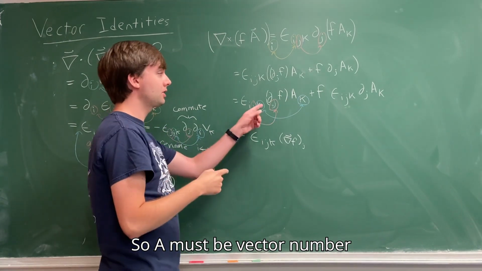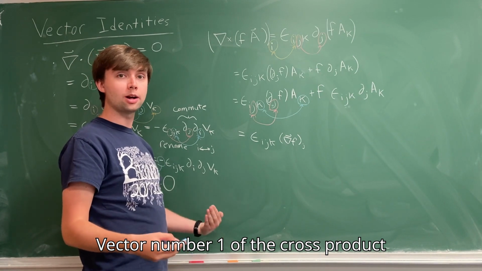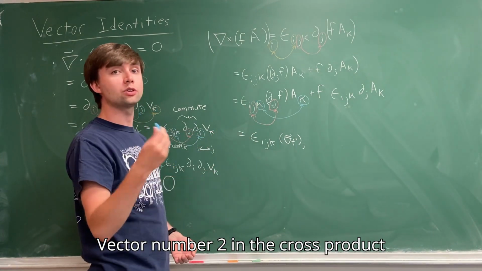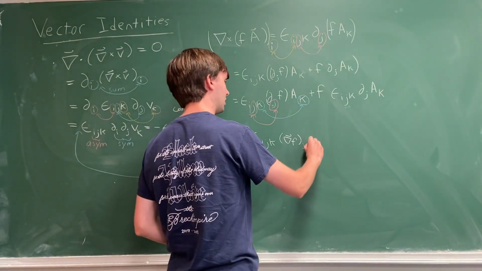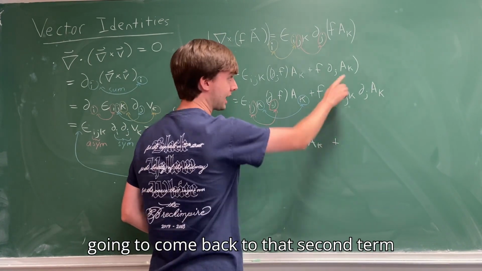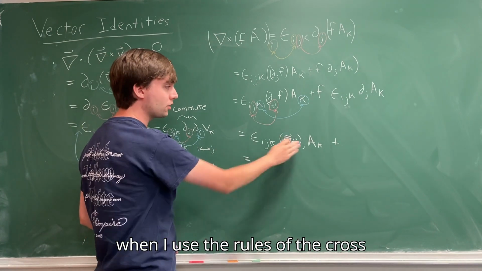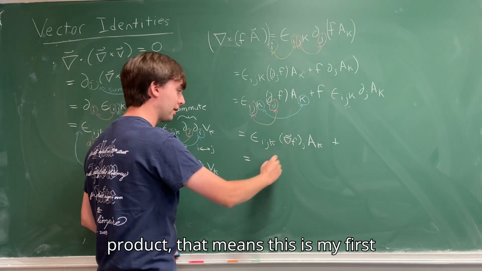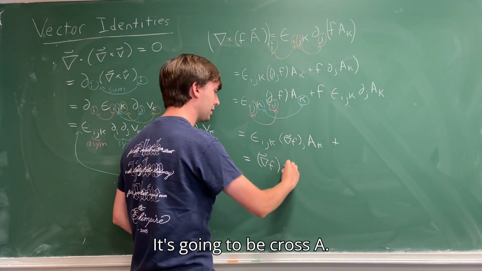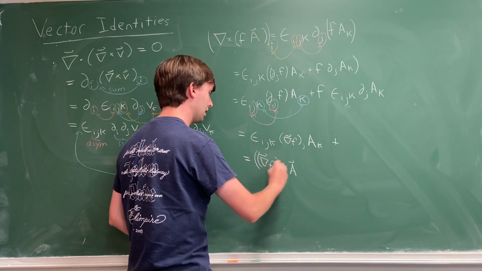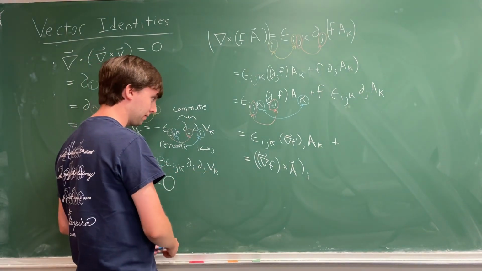And then this k is going to match up with that k. So A must be vector number 2 in our cross product. Vector number 1 of the cross product always goes with the middle component. Vector number 2 in the cross product always goes with the third component. I'm going to come back to that second term later. So when I use the rules of the cross product, that means this is my first vector. I'm going to have grad f, crossed with A. And we are talking about component number i of that vector.